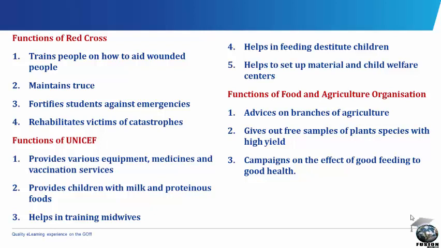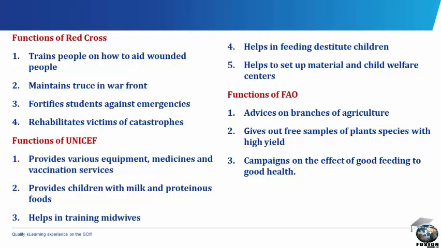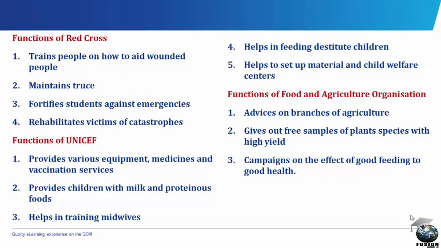Functions of the Food and Agriculture Organization, also known as the FAO. They give advice on branches of agriculture. They give out free samples of plant species with high yield. They also campaign on the effect of good feeding on good health.